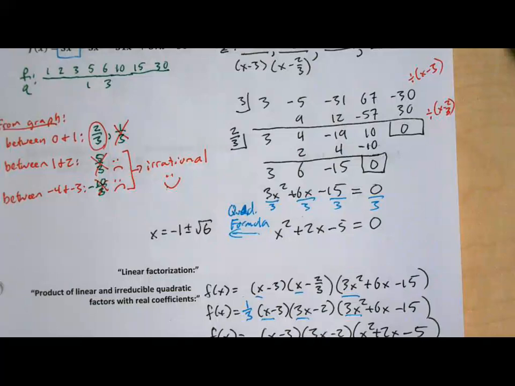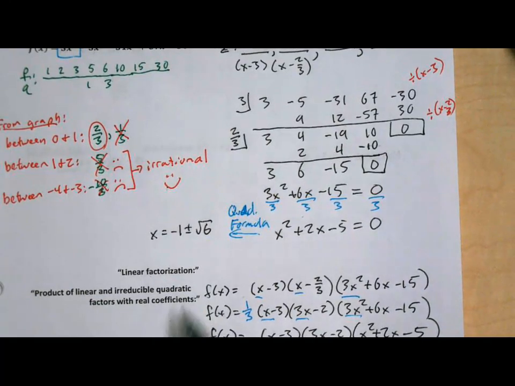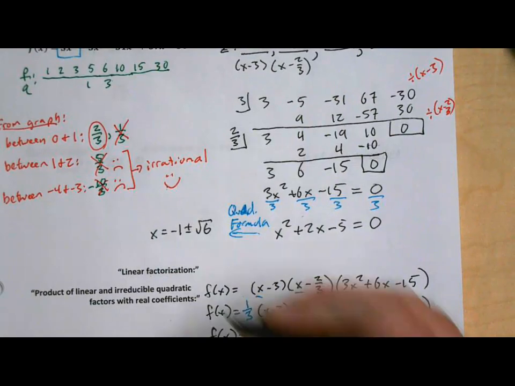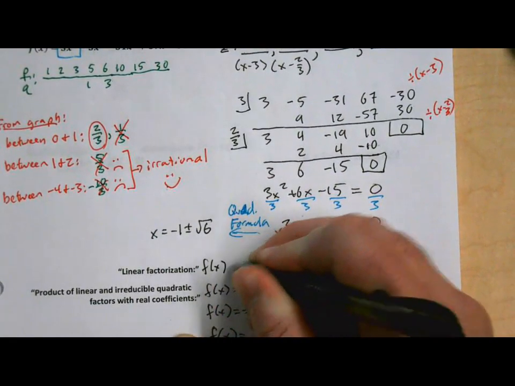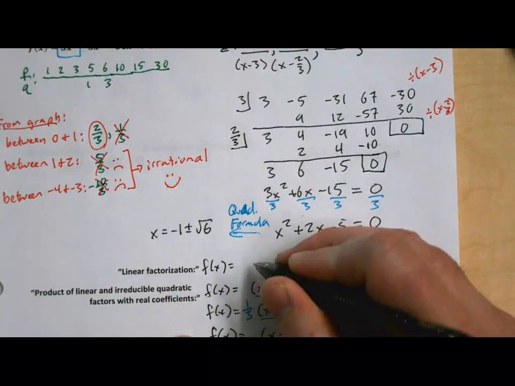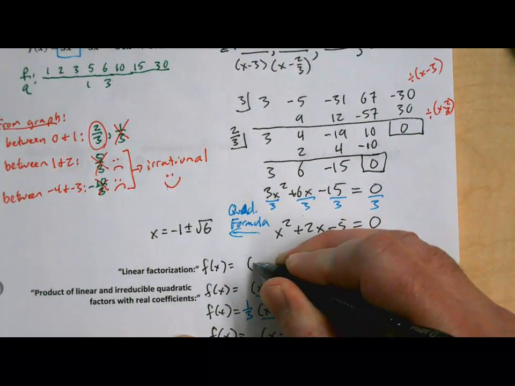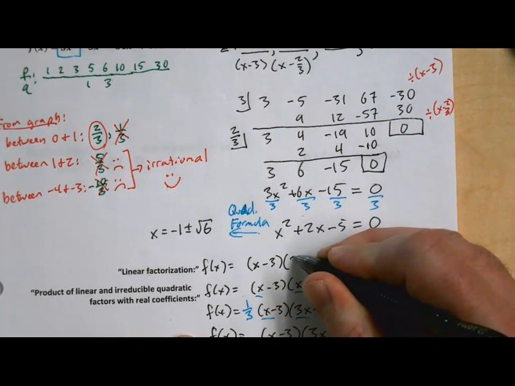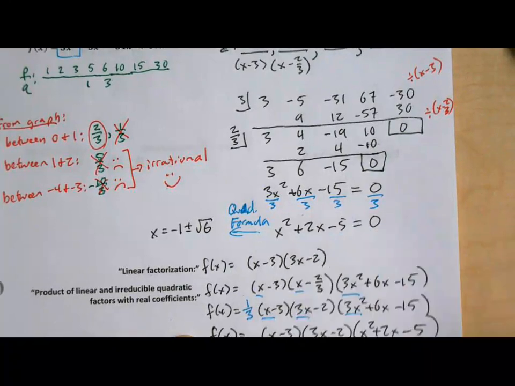In a linear factorization, all of your factors need to be linear, meaning just an x, first degree polynomials. So we're actually going to have 4 factors here, and a couple of them are going to look a little strange to you. I'm going to have x minus 3. I'm going to go ahead and write this one as 3x minus 2.